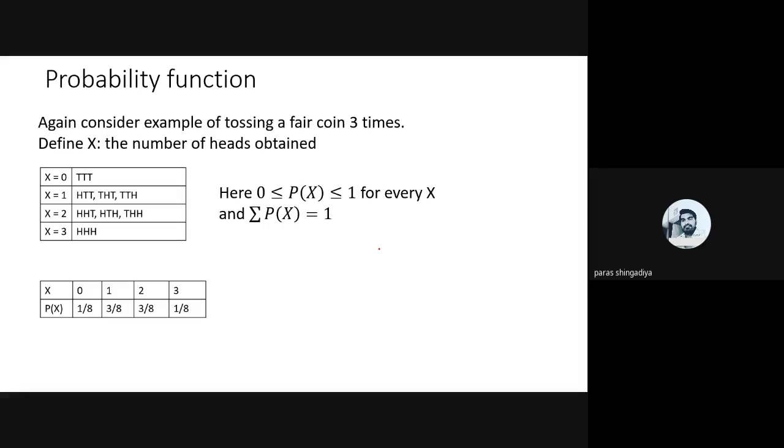This example we already discussed. When you toss 3 coins, you will get these probabilities for x of 0, x of 1, x of 2, x of 3. So probability for x equal to 0 is 1 by 8, for x equal to 1 is 3 by 8, for 2 it is 3 by 8, and for 3 it is 1 by 8. Now check that each value of the probability is between 0 and 1. For every x it is between 0 and 1, and now find the sum: 1 by 8 plus 3 by 8 plus 3 by 8 plus 1 by 8 is equal to 1. So it is a probability function.